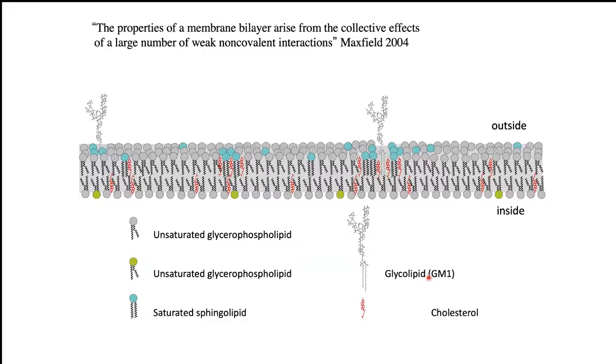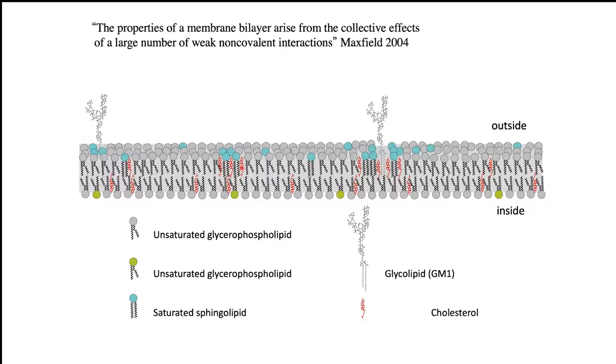As Fred Maxfield said so wonderfully, the properties of a membrane bilayer arise from the collective effects of a large number of weak non-covalent interactions, right? So because we have all these weak lateral interactions between all these lipids, some lipids like to reside for a little bit longer with some lipids than others, right? So sphingolipids like to be together with cholesterol maybe a nanosecond more than with other lipids, right? So usually at the temperature that organisms live, this doesn't make a difference because the kBT is higher than the energy.